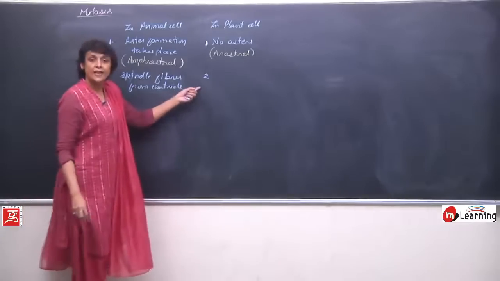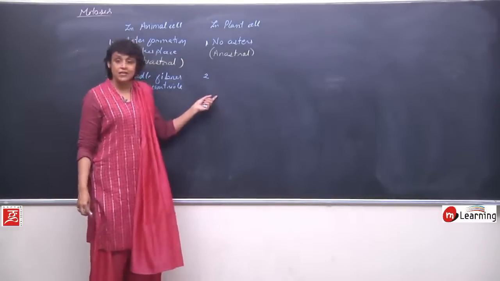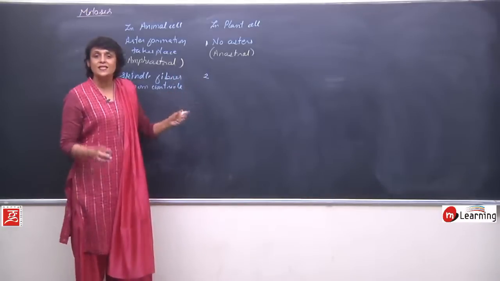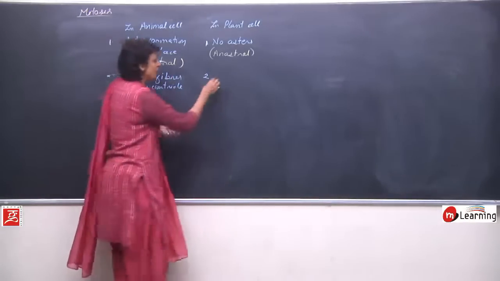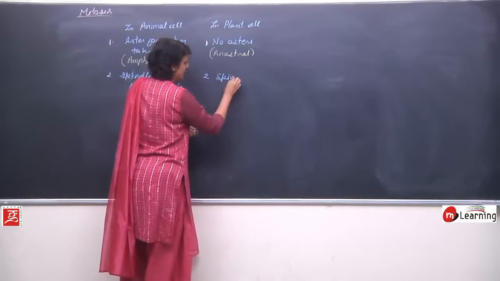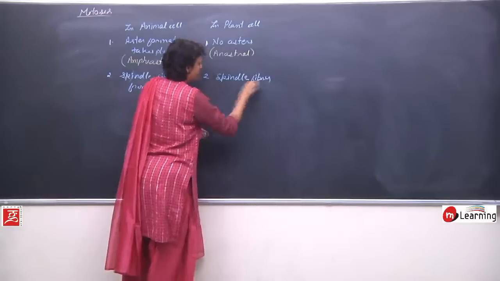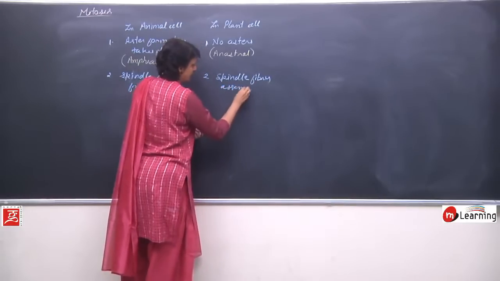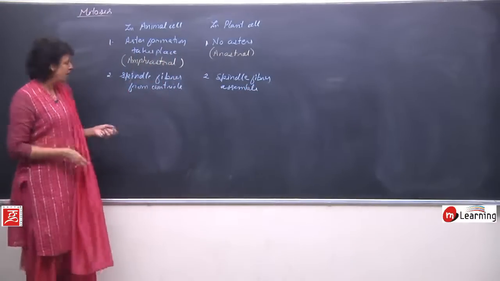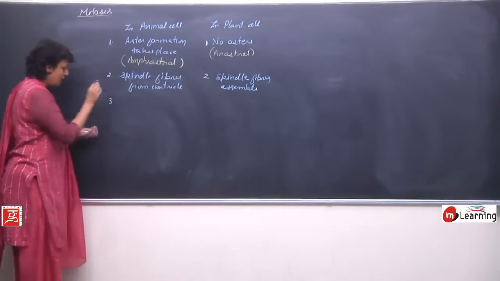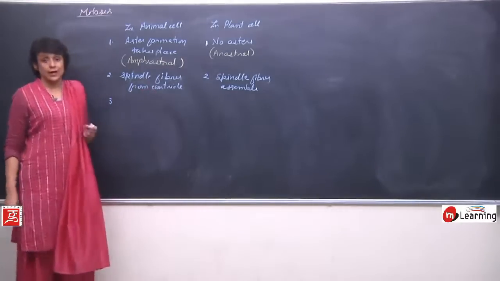In case of plant cell, as there are no centrioles, so there is no question of spindle fibers arising from them. Spindle fibers simply assemble and they arise from ER. So, spindle fibers assemble. So, there is no centriole which is going to give rise to these spindle fibers. Third difference is seen during cytokinesis.